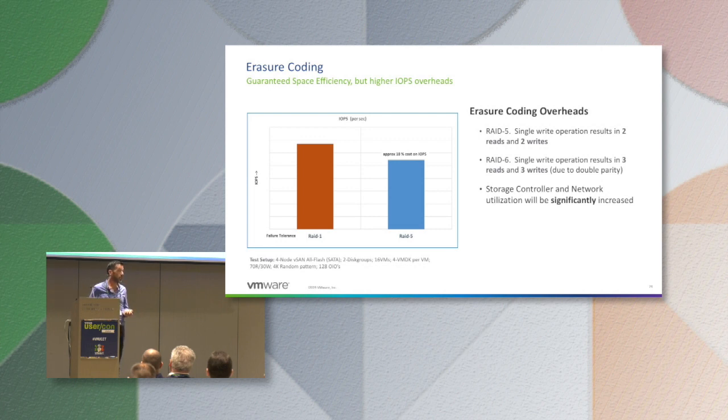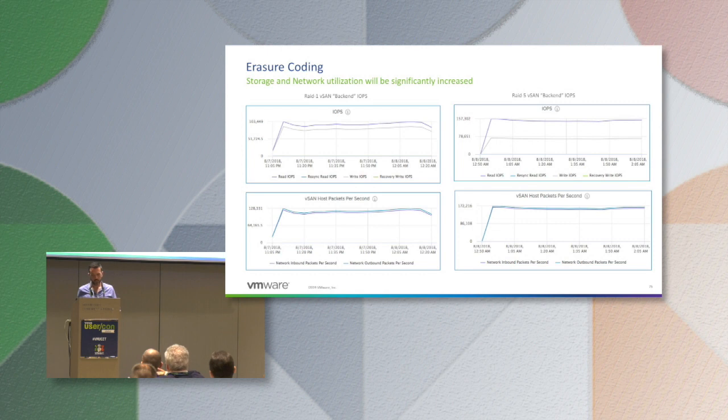So erasure coding is an important one when you start setting that policy per your VMs. Some VMs, it might be fine. Other VMs, you may want to stick with RAID 1. Okay. This is a graphic here to see some of the data.